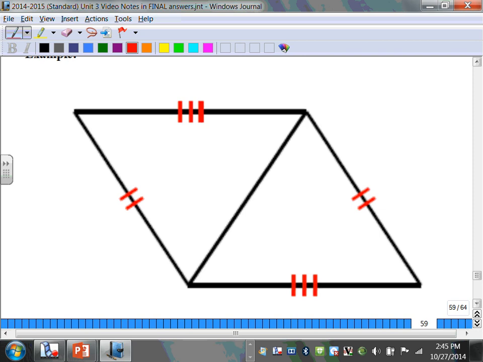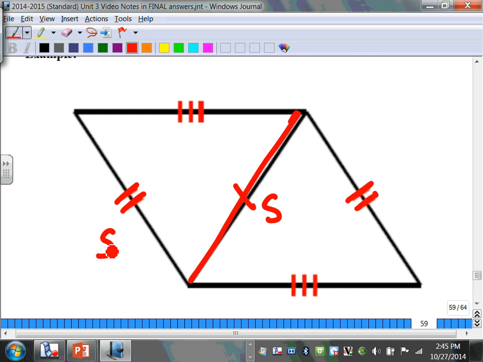Okay, so your freebie here would be this guy right here down the middle. That's reflexive, so we're going to mark it with a hatch mark. That's an S. And then we already have a pair that are pre-marked. That's another S. And then triple mark. That's another S. So this is an example of side, side, side triangle congruency. That's one shortcut. There's 4.